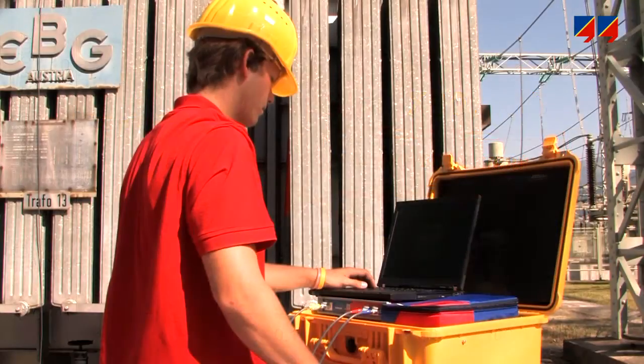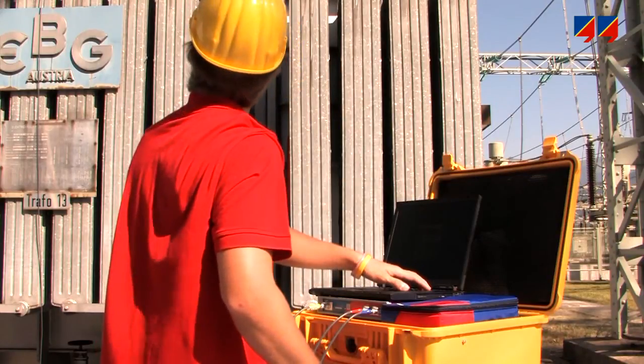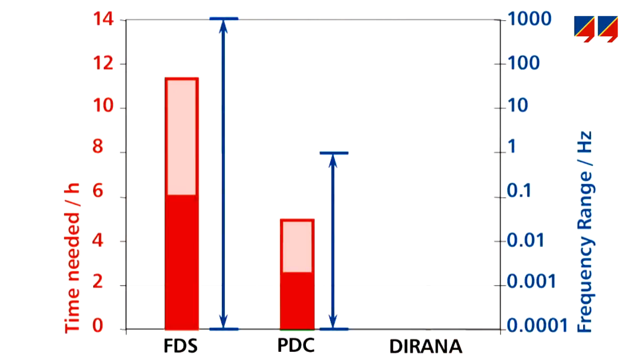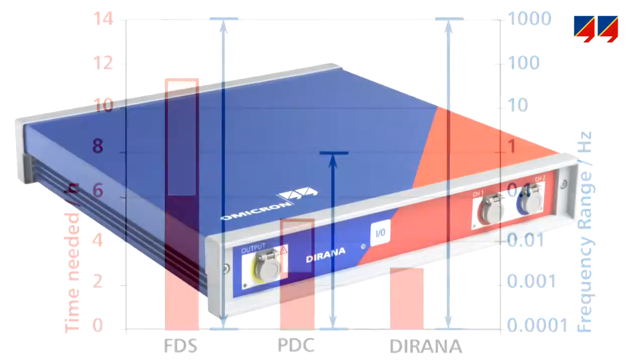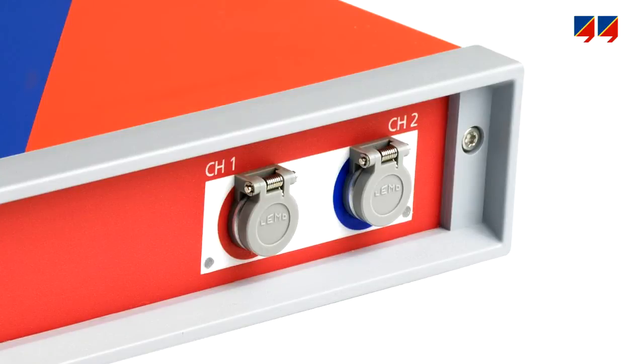With the Dirana, Omicron Electronics offers a reliable and fast dielectric response analysis comprising all these benefits and more. Compared to other dielectric methods, around 75% of the measurement time is saved by combining frequency domain spectroscopy at high frequencies with time domain measurement at low frequencies. Additional time can be saved by measuring simultaneously with both input channels and by using the forecast algorithm.